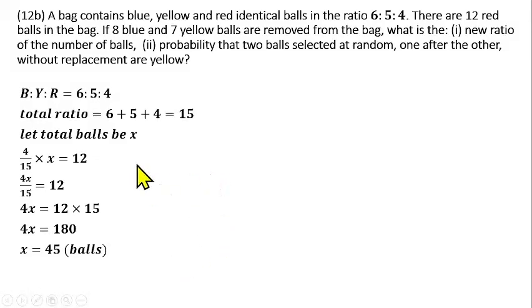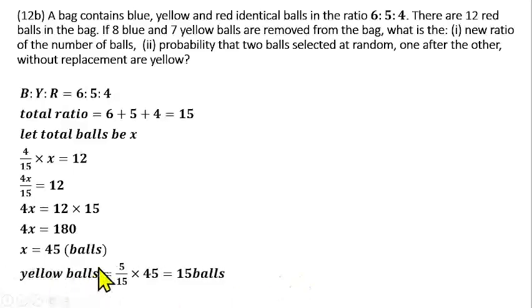Now that we know the total number of balls in the bag, we need to know the number of yellow balls as well, since we know the number of red to be 12. So therefore yellow balls will be, the ratio of yellow is 5 over the total ratio, which is 15, multiplied by the total balls, which is 45.